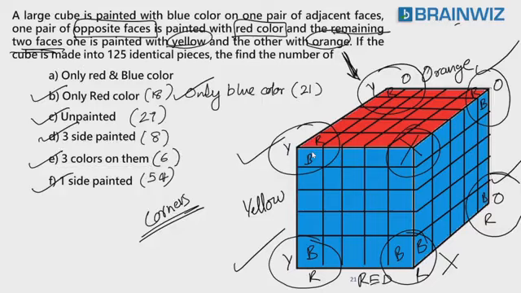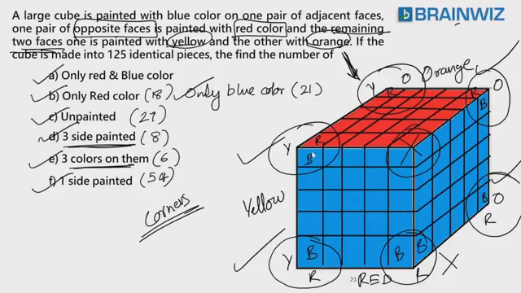What's the difference between three-side paint and three colors? Three-side paint means whichever paint you want, you paint it. But what is three colors? You want three different colors. Are you understanding, everybody? Chaliye, you people seem to be very genius.